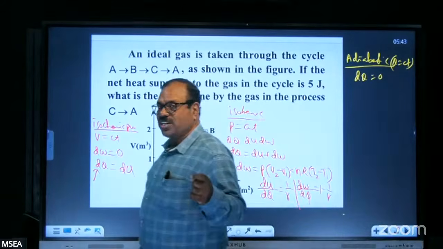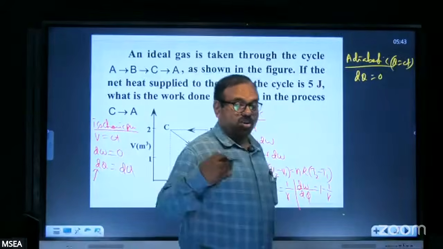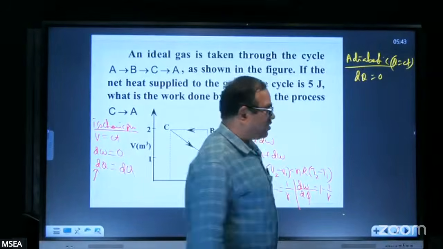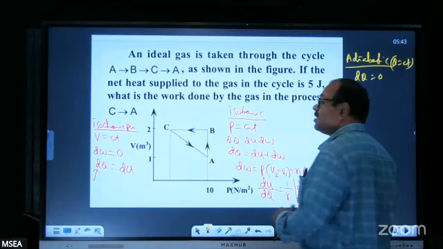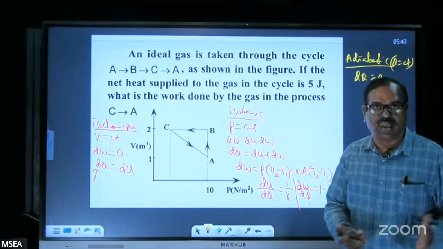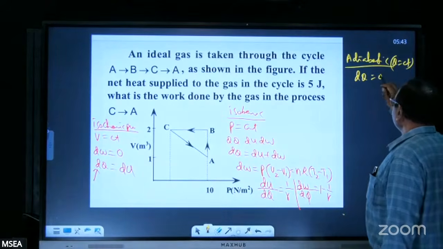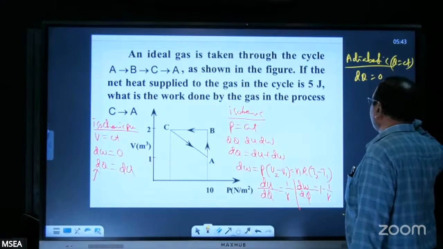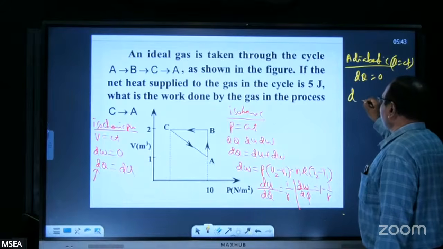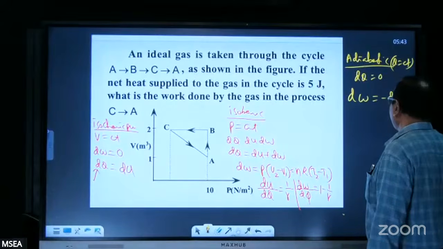Pressure, volume, temperature, all three are present. We can take PV to the power of gamma is constant in adiabatic process. And adiabatic process is a sudden process. Whenever in a question the word suddenly is used, it is nothing but an adiabatic process. So q is constant and dq is zero. Okay, dq is zero means dw is equal to minus of du.